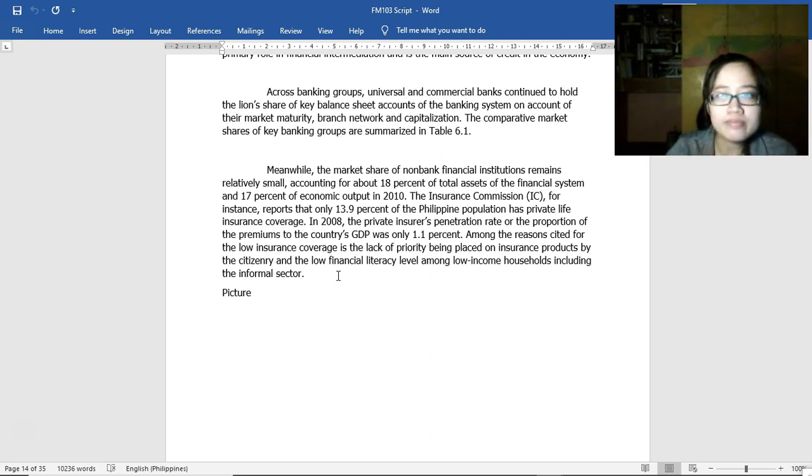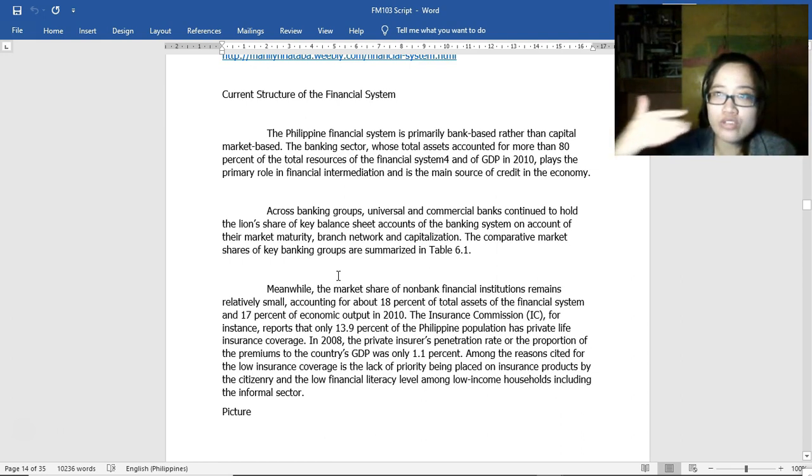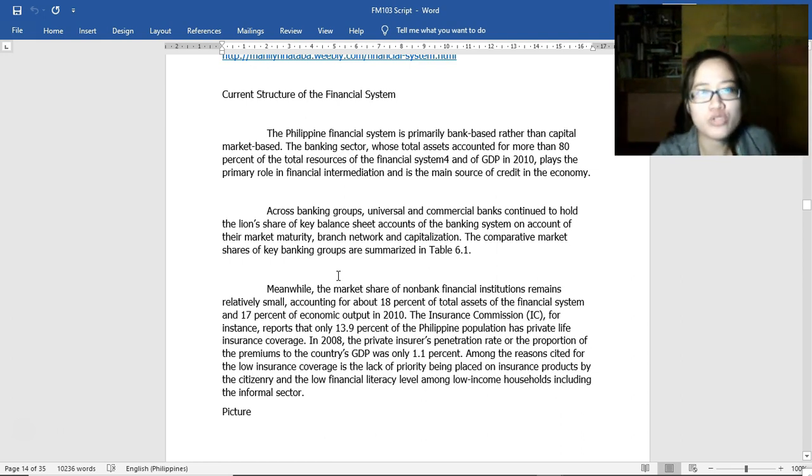Okay. So basically, the structure of our financial system, majority, more than 80% of it is bank-based, and then a small portion is non-bank financial institutions. So some sort of 80 and then 18%. And then of the non-bank financial institutions, a small portion of it is the insurance.